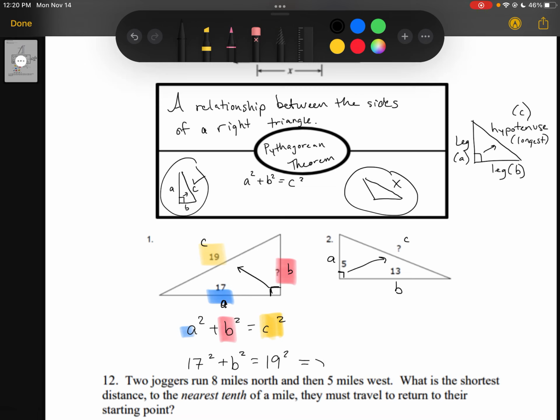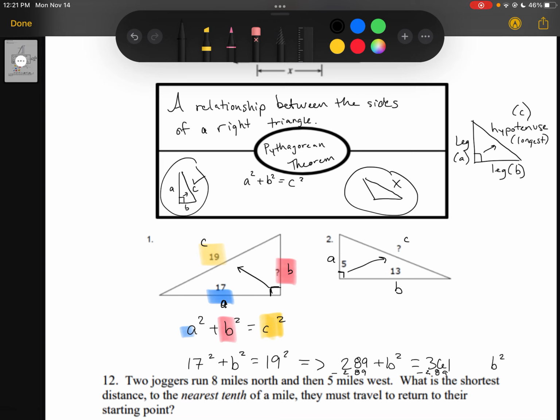Punching these into our calculator, 17 to the second power is where we're going to start. We don't know what b squared is, so we're just going to leave it as b squared, and then 19 to the second power is where we go next. From here, we just continue to solve, so we're going to subtract 289 from both sides.